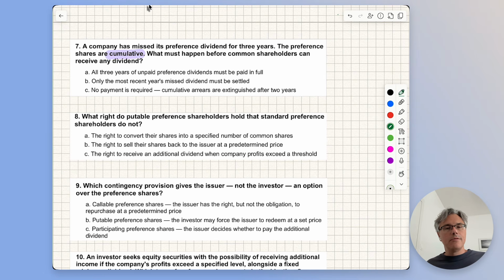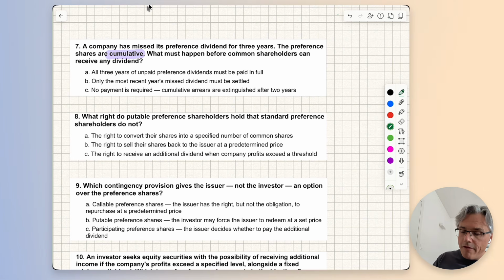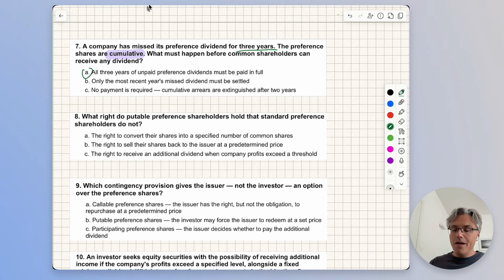The idea behind cumulative preference shares is that any preference dividend that was not paid in the past must first be caught up, so that it must be paid before the company can start paying any ordinary dividends. So in this case, if there have been 3 years of no preference dividend payments, then all 3 years must first be paid, or 3 years worth of dividend in full, before common shareholders can receive an ordinary dividend.